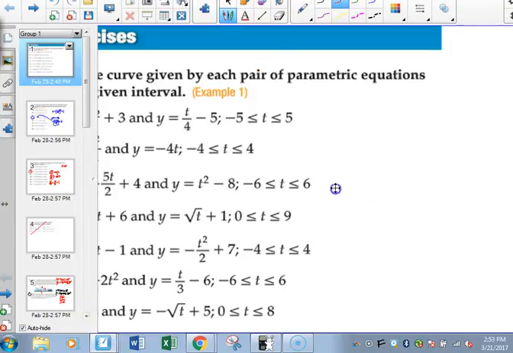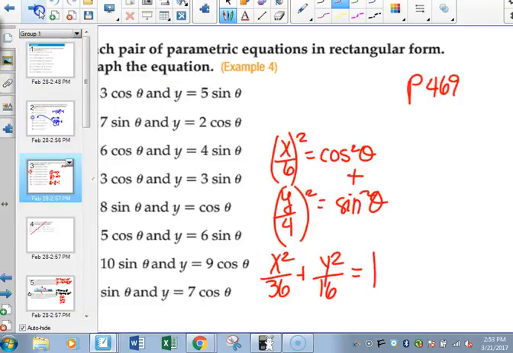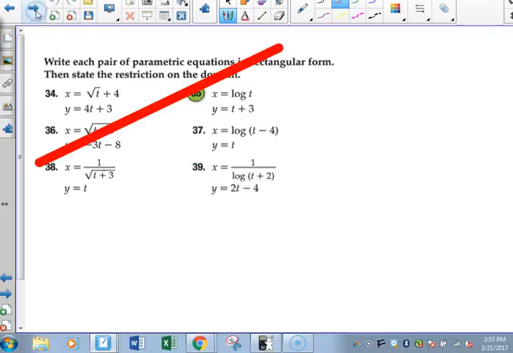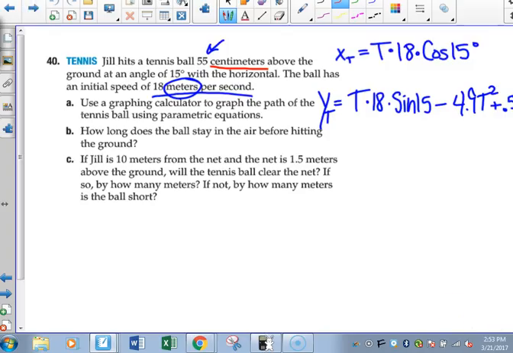469 is the parametrics assignment. Okay. This is a tricky question, trickier than anything on the quiz. This is 469, number 40. This is the parametrics. This is tricky for 2 reasons. You have to do a question like this on the quiz, except it's not tricky like this.